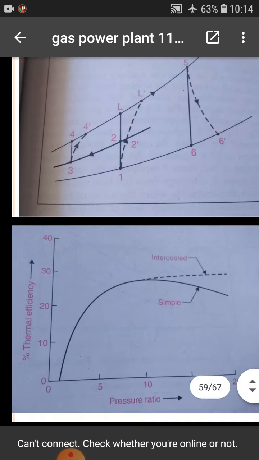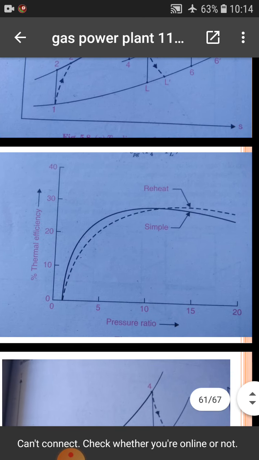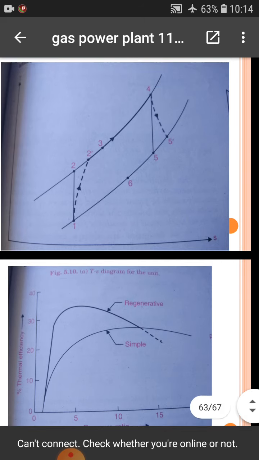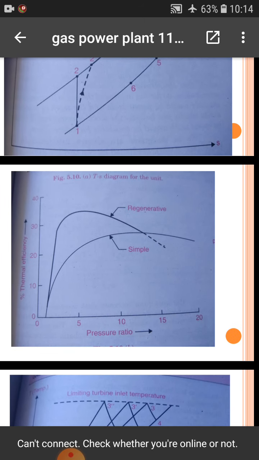Here, the graph shows thermal efficiency versus pressure ratio. Thermal efficiency versus pressure ratio in reheat and simple cycles. In this graph, the difference between the reheat and simple curves is shown in the thermal efficiency versus pressure ratio graph. In this graph, the difference between the regenerative process and the simple process.